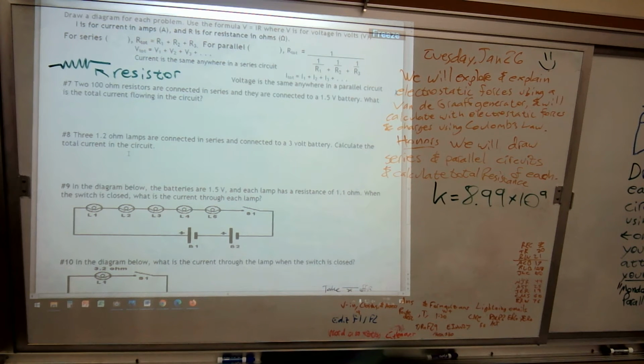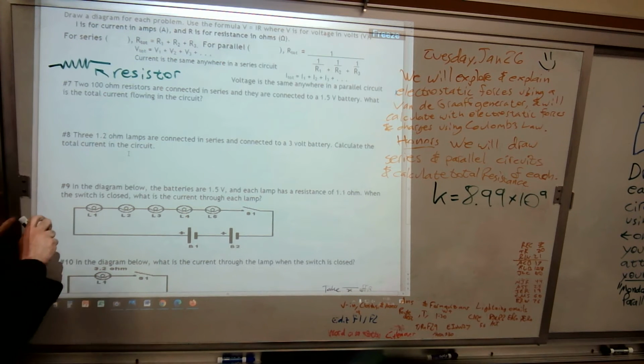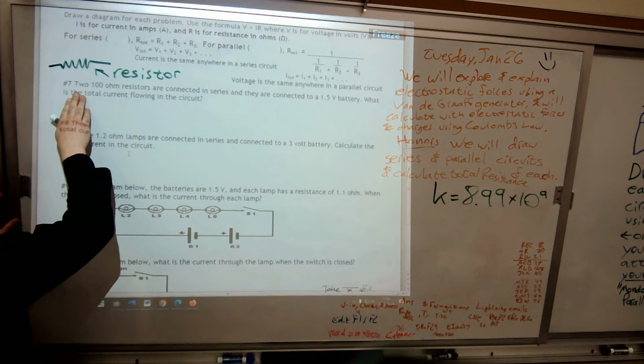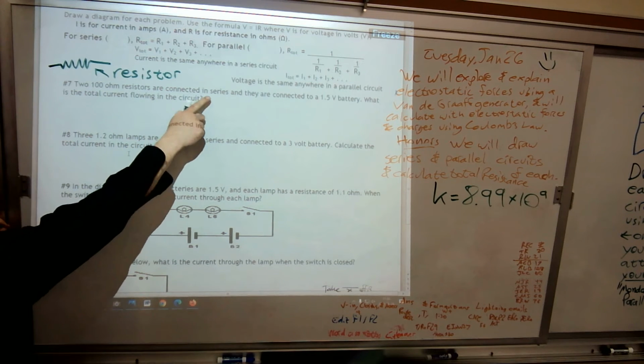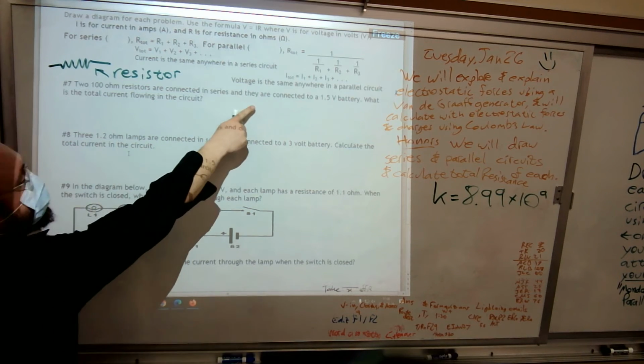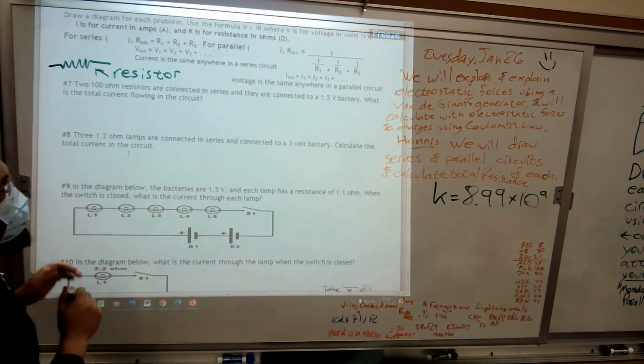Anyway, for each of these problems it's asked you to draw a circuit, so I'm going to go ahead and draw a circuit for this one, number 7. It says 200 ohm resistors are connected in series. Oh, and they're connected to a 1.5 volt battery.